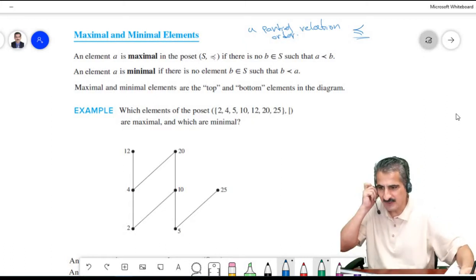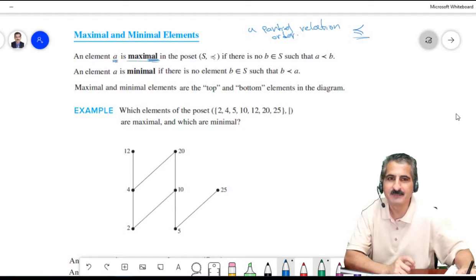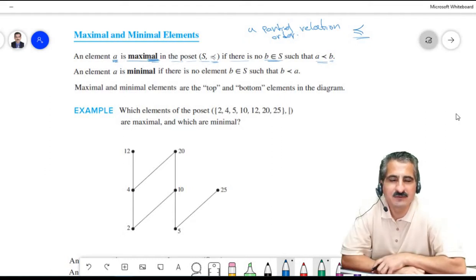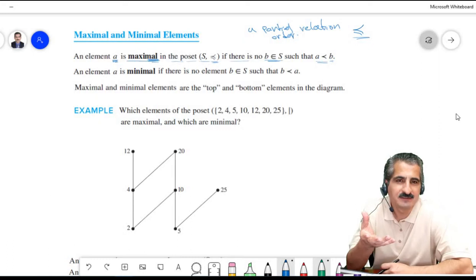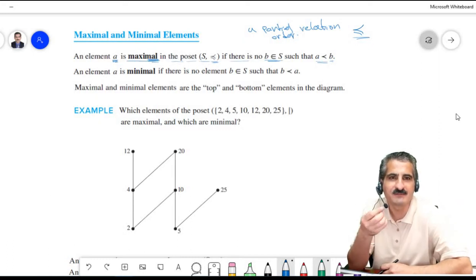Okay, now an element A will be called maximal. Here it is not maximum, it is maximal. Why? We will see why. If there is no B in S such that B is greater than A, then A is called maximal. I'm not saying it is the biggest one in S. No, that is maximum. The biggest one is maximum.